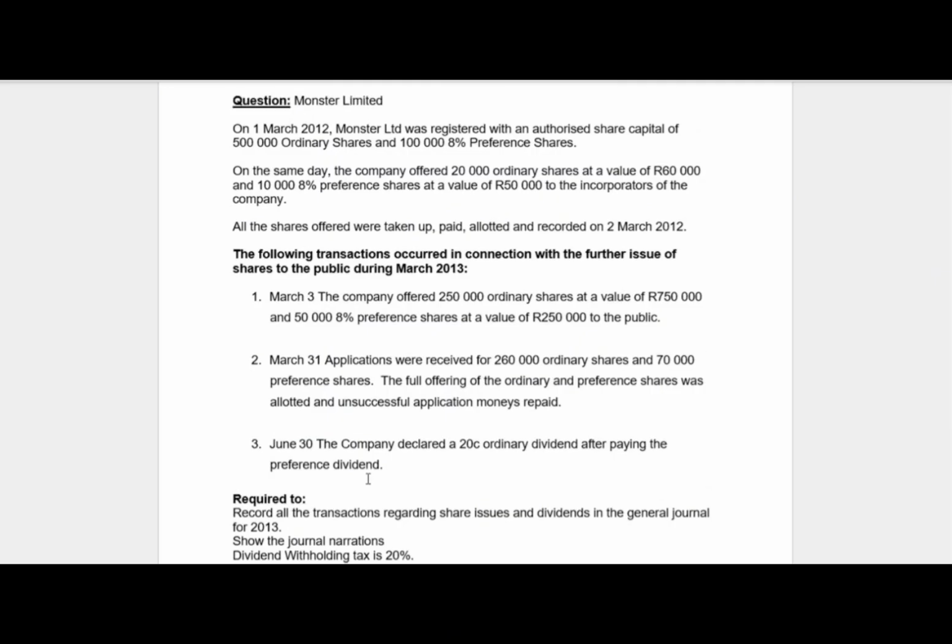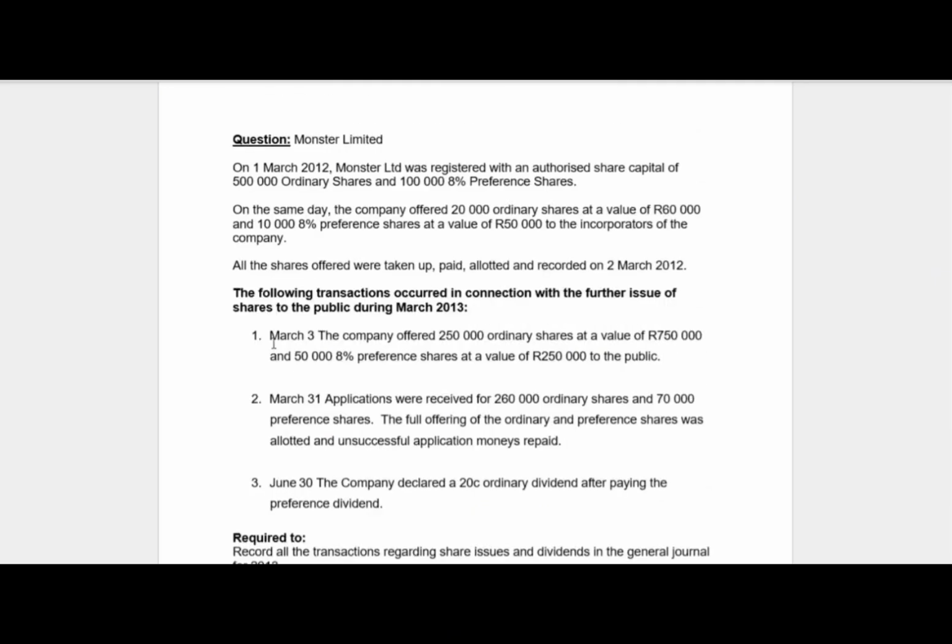So I want us to go and record transaction number 1, but we cannot start with transaction number 1 because remember, transaction number 1 was just an offering of shares. These are shares that are made available for issue at these prices, right? So we need to record the application of shares, and then we're going to allocate what is being offered by the company, and then we refund what we cannot allocate.